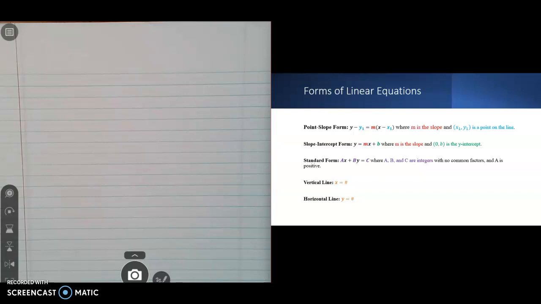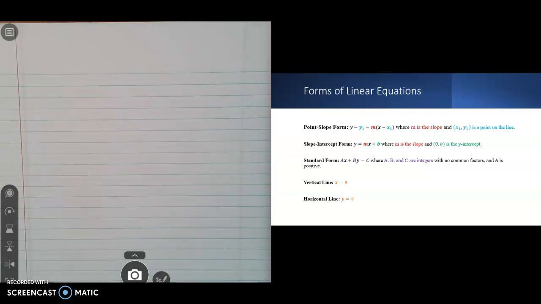The next format you all might be familiar with is slope-intercept form. That's y equals mx plus b, where m is the slope and the point 0, b is the y-intercept of the line. Next up is standard form, which looks like ax plus by equals c. That one has x's and y's on the same side. The a, the b, and the c are all integers, so no fractions in this one. We shouldn't have any common factors. It should be in lowest form. And your a value should always be positive, and that's just so we all get the same equation and we don't have more than one standard form for the same line.